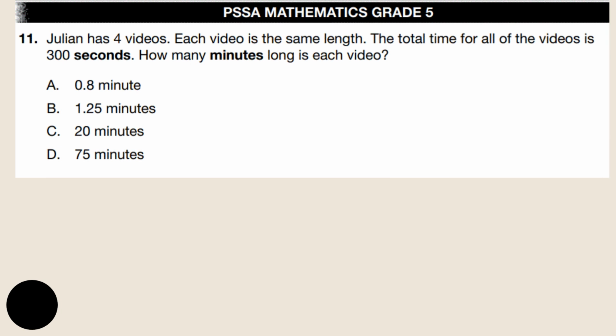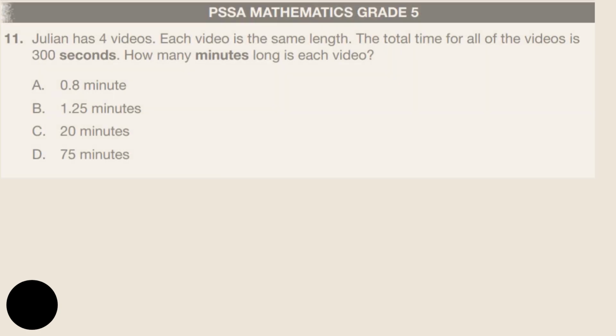11. Julian has 4 videos. Each video is the same length. The total time for all of the videos is 300 seconds. How many minutes long is each video? How many minutes?